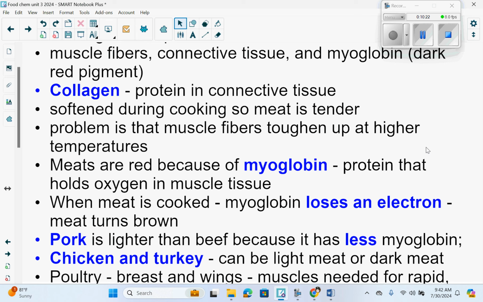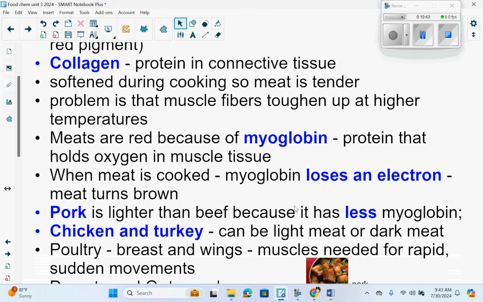Meats are red because of that myoglobin, right? We already talked about this. It's the protein that holds oxygen in muscle tissue. When meat is cooked, the myoglobin loses an electron and it turns brown. The meat then turns brown, so that's where that red color disappears. Pork is lighter than beef because it has less myoglobin. Chicken and turkey can actually be light or dark meat.